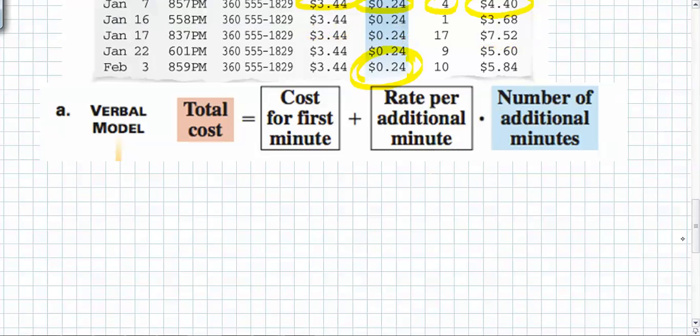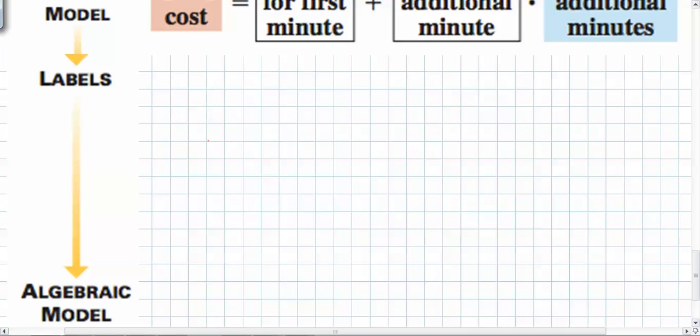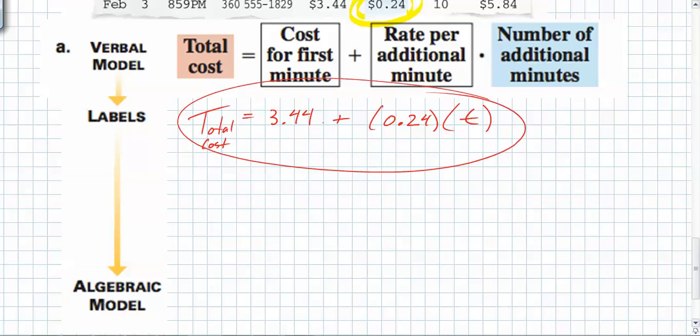So then you need to label your variables. Let's call total cost T. The cost for the first minute we already know is $3.44. The rate per additional minute is 0.24. And the number of additional minutes, let's call lowercase t. It might seem a little bad to have uppercase T and lowercase t, but we could say this is total instead. Total cost, keep it clear. So now we have this nice algebraic model. Our total cost will equal 3.44 plus 0.24 times t.